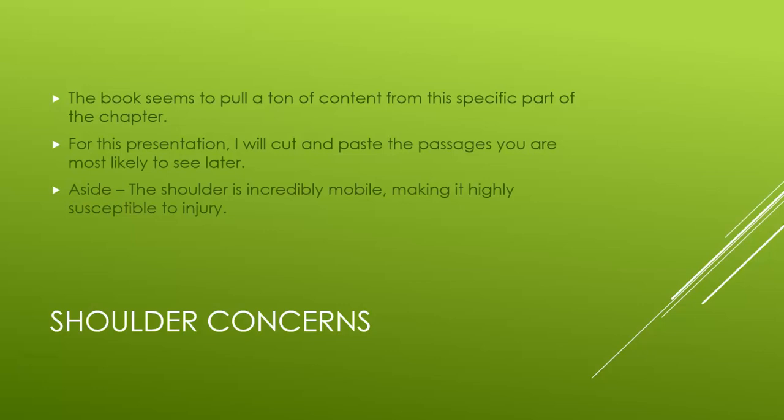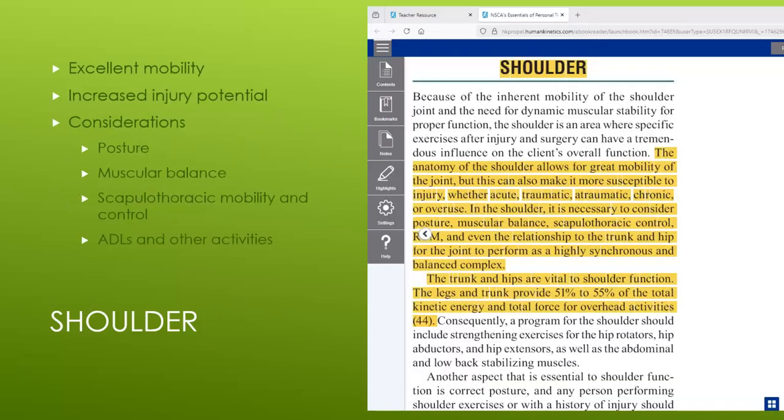All right, so the book seems to pull a ton of content from a specific part of the chapter. I'm going to really do my best to keep this at a minimum and not overwhelm you with a bunch of stuff in the book. If you want to read more, you can. But as I just stated, the shoulder itself is incredibly mobile. It makes it very articulate, and as a result, it's also very susceptible to injury.